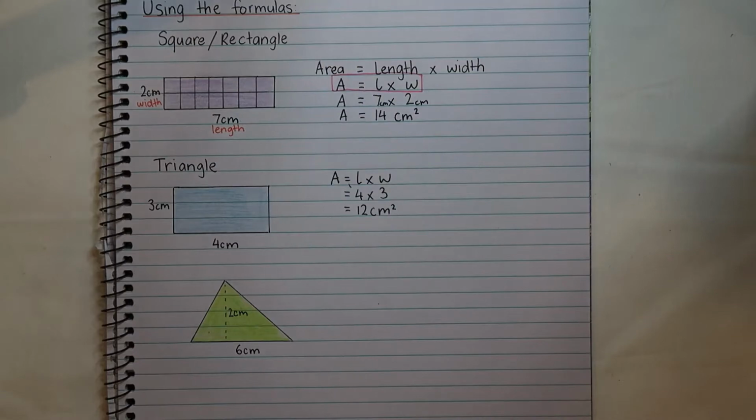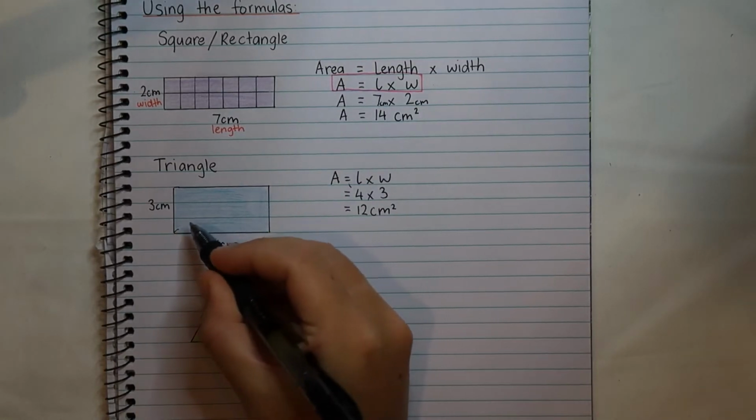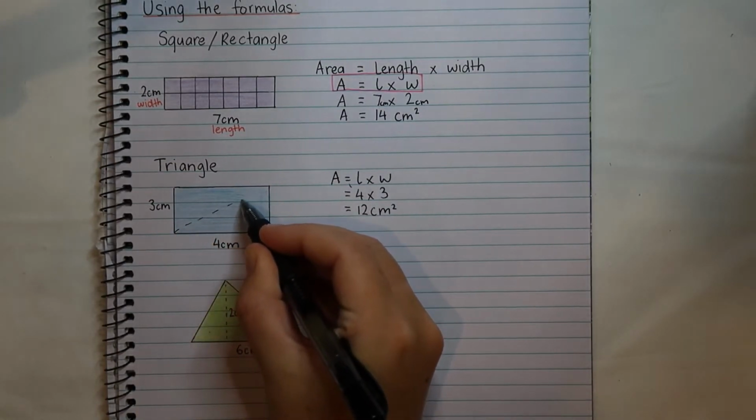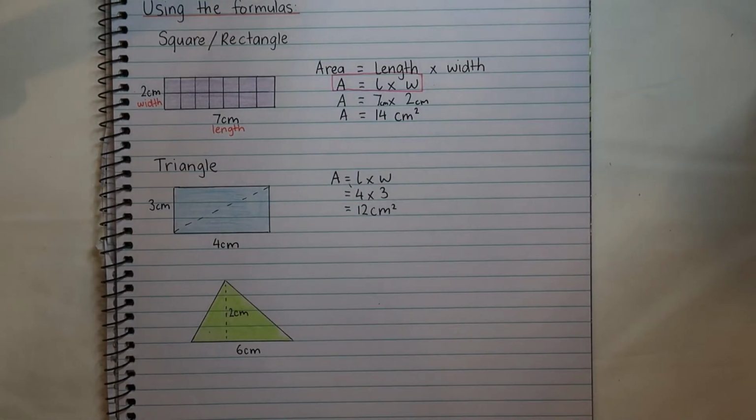But now if we cut this rectangle exactly in half along the diagonal line from opposite corners, we get 2 triangles. And because each of these triangles is exactly half of the rectangle, that means that the area of either triangle must be half of the area of the rectangle.